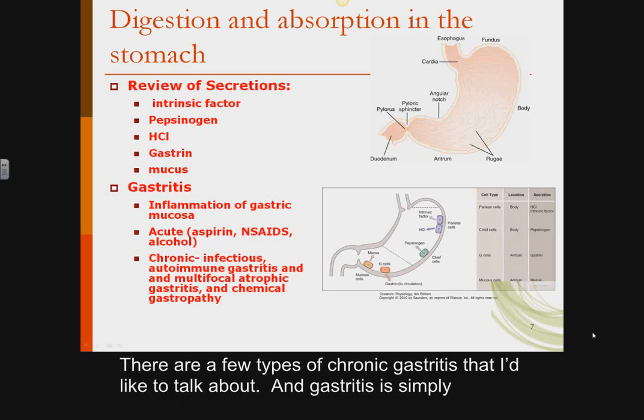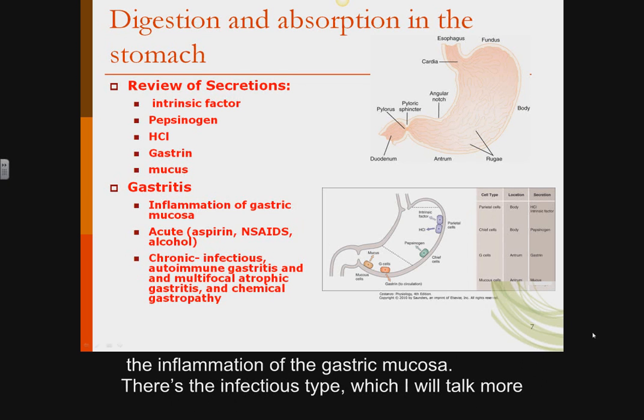There are a few types of chronic gastritis that I'd like to talk about, and gastritis is simply the inflammation of the gastric mucosa. There's the infectious type, which I will talk more about in a few slides.